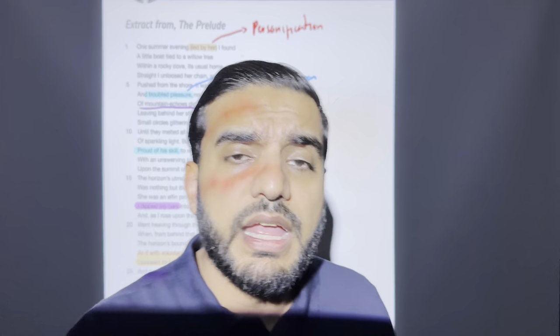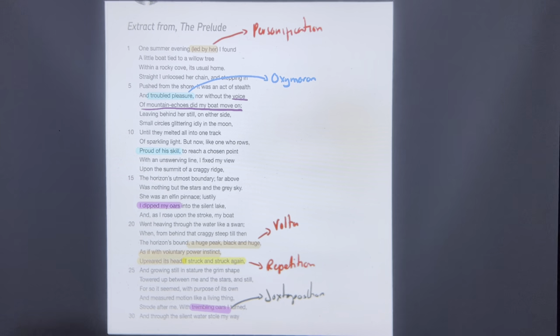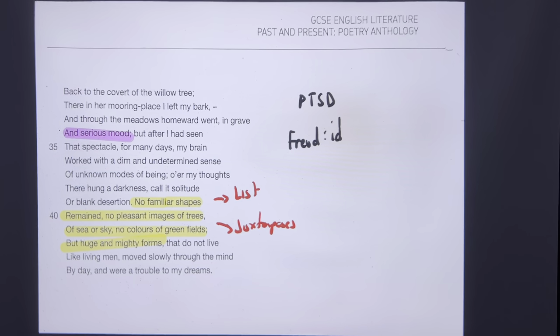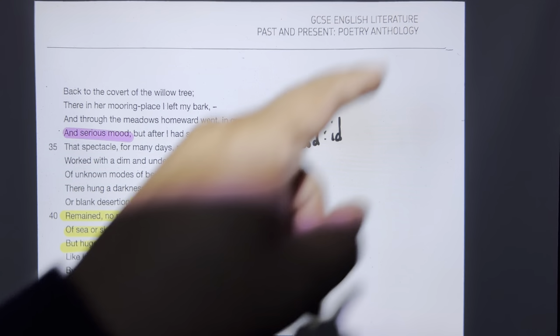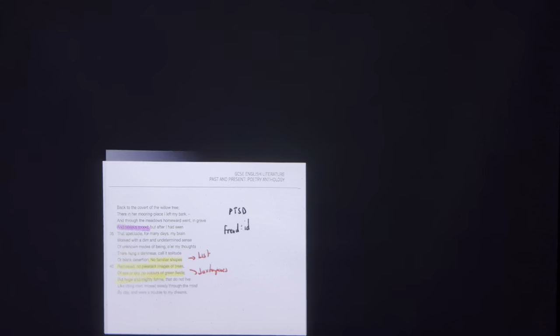Nature scared him. Nature terrified him. And then he ran home. Whatever he saw caused him so much fear that he ran home, and he was mentally disturbed for a long time afterwards. Nothing remained the same. That is the idea of PTSD, where you can't get over what you've seen. And you can link it to Freud and the id, because this poem shows you the danger of following your desires. All right, that is poem number 3 complete.